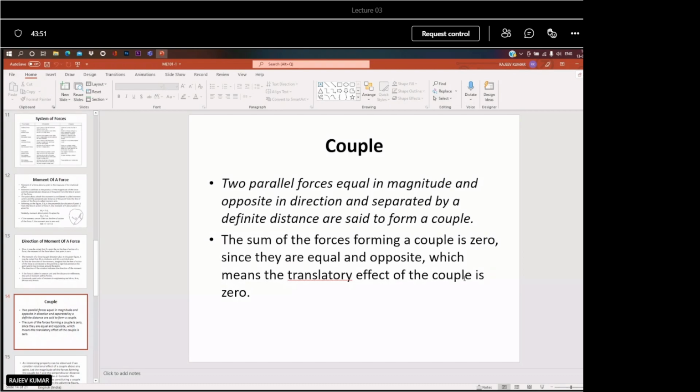Two parallel forces equal in magnitude and opposite in direction and separated by a definite distance are said to form a couple. The sum of the two forces forming a couple is zero, since they are equal and opposite, which means the translatory effect of the couple is zero. So what will you get? You will get the rotational effect.